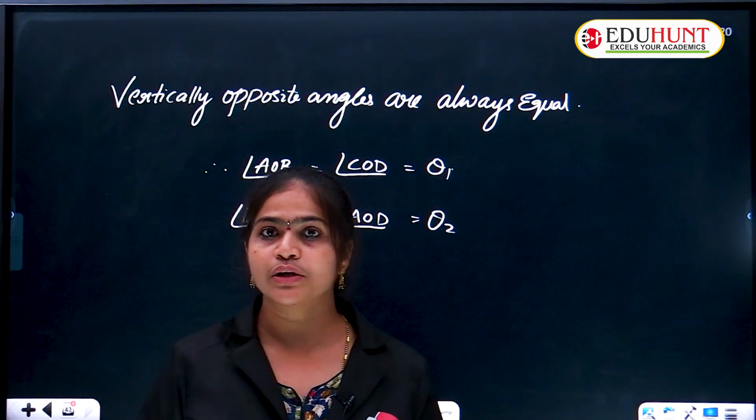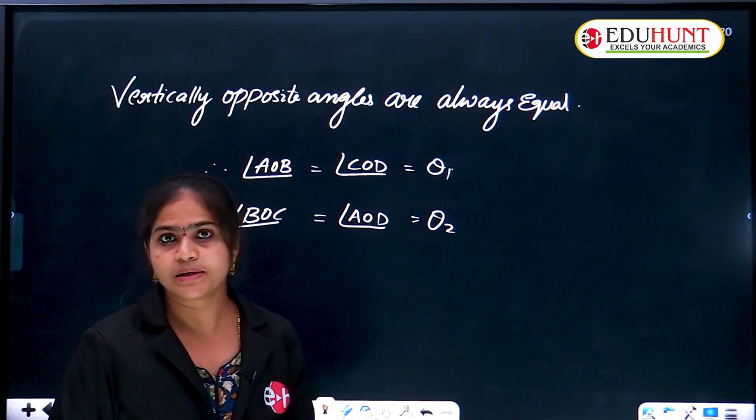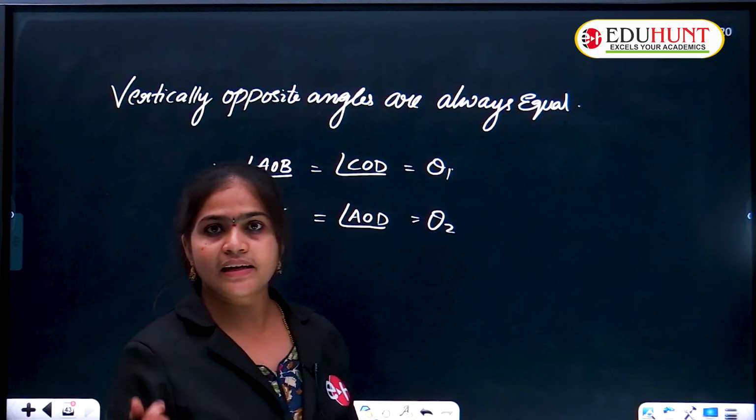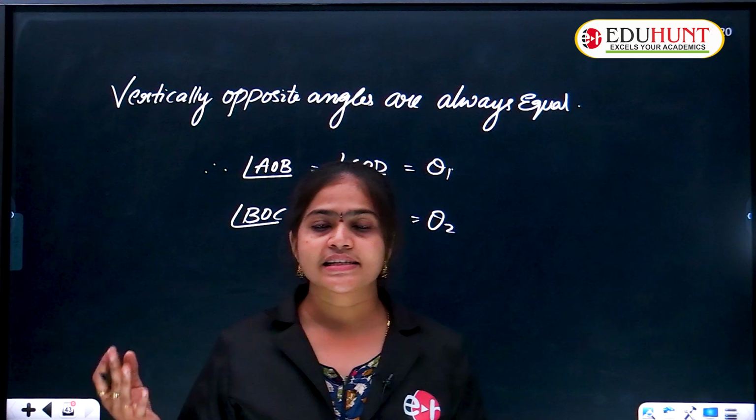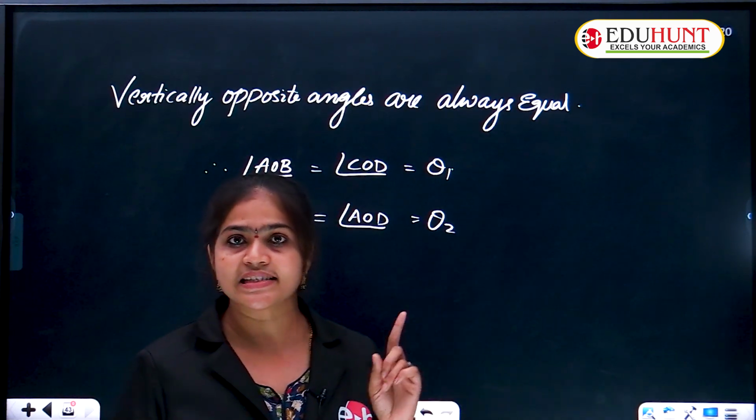Actually, we also have a theorem for that: vertically opposite angles are equal. One of the theorems is there. Okay, we will discuss that theorem in the next video. In the next video we will discuss the theorem related to vertically opposite angles being equal.